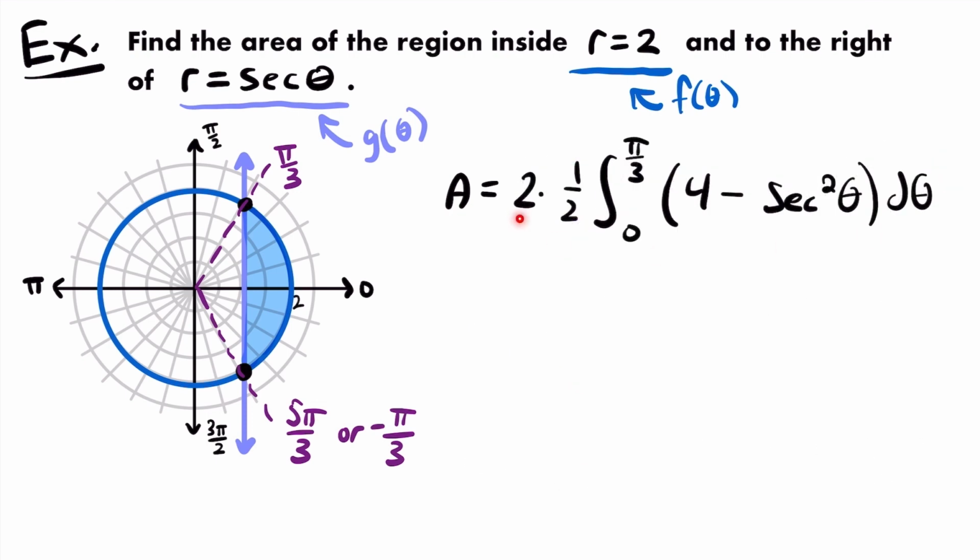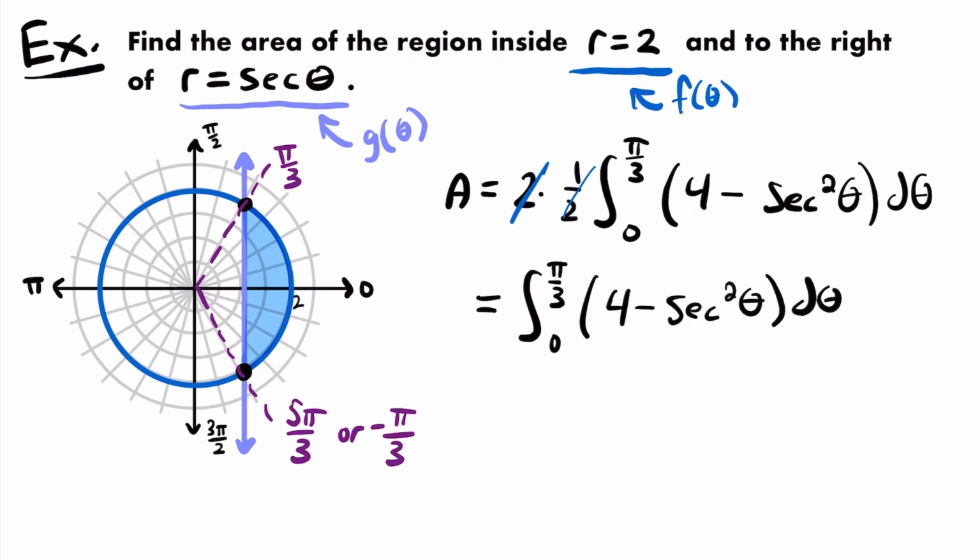All right, and so to simplify this, 2 times 1/2, that's just equal to 1. So 2 and 1/2 cancel each other out. And so we will have that this is equal to the integral from 0 to pi divided by 3 of 4 minus secant squared theta d theta. Now, integrating 4 and secant squared theta are actually pretty easy. We know that the integral of a constant is just equal to that constant times the variable of integration.